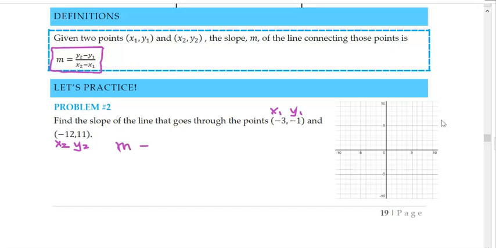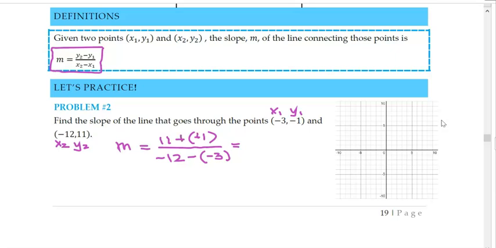Okay, so to find the slope, m, we're going to do y2 minus y1. So y2 is 11 minus y1. Now be careful here because we're minusing a -1. Okay, and then on the bottom, we've got x2 minus x1. So we've got -12 is my x2 minus my x1, which is -1, so minus a -3. Whoops, did I say -1? I meant -3.